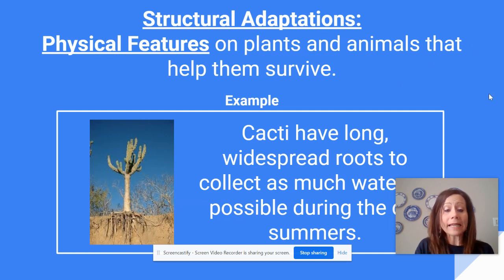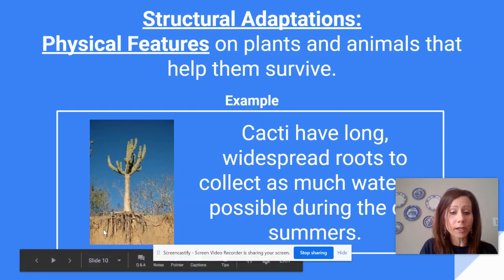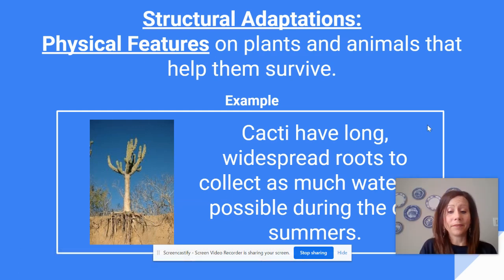So cactus, for example, have long, widespread roots, and you can see the roots here in this picture. And so they collect as much water as possible during the rainy seasons so that they can soak it up and keep it for the seasons where they don't have any rain.